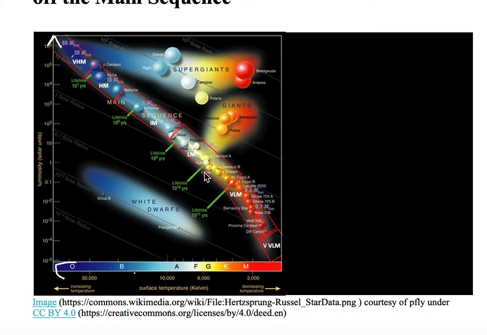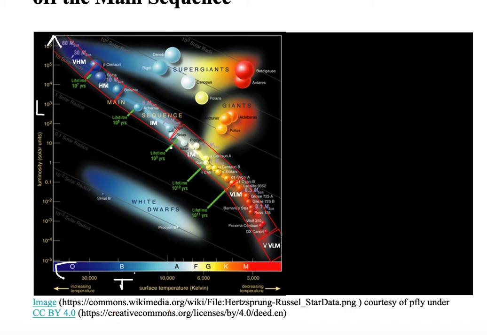We have different stars plotted on the diagram based on their luminosity and their temperature. Luminosity is on the vertical axis, with increasing going upward. Temperature is on the horizontal axis, with increasing going to the left. Notice we have different stars plotted on the diagram, and they're drawn in different sizes based on their size, and in different colors based on their surface temperatures.